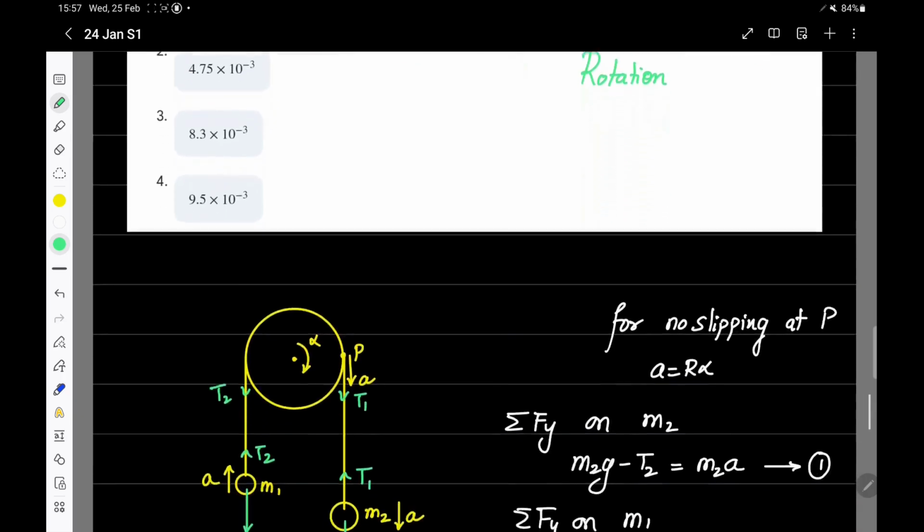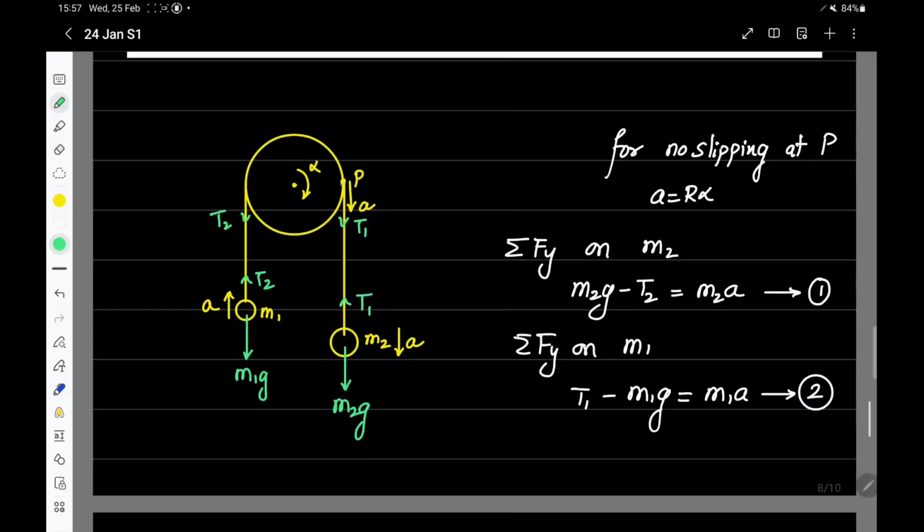So what we shall do is, first of all, we will assume there is no slipping in the pulley, because that is what happens when the pulley has rotational inertia. The whole point of giving rotational inertia is that the difference in tension is created which rotates the pulley, and for that friction is also required. So we'll assume that the pulley does not slip at point P with the rope. So at point P, the acceleration of the rope, a, and the acceleration of the pulley, which is r alpha, must be equal. This will give us a equal to r alpha.